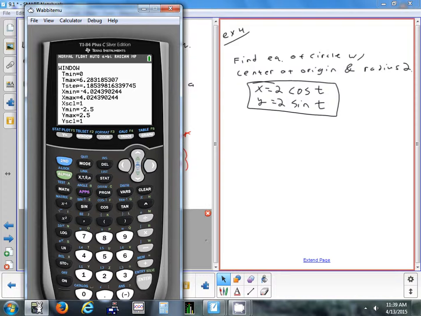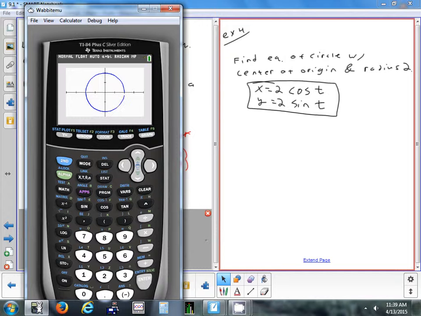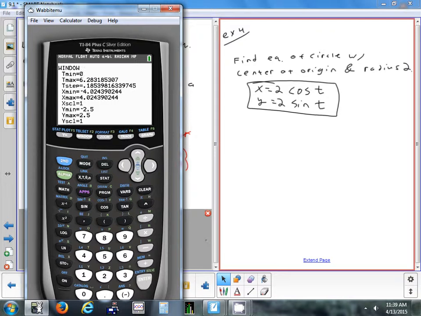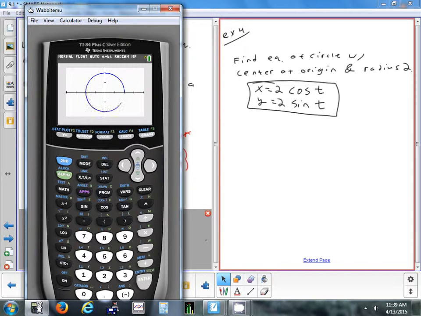Or 0.18, that's fine. That'll look circular. Okay, now it doesn't quite connect at the end. The reason is because I probably picked a number for t-step that's not divisible. So the last one might be like 6.2, and then the next one would be 6.38. So it's beyond the end. So my advice, pick something that's divisible or pretty close to the end point, and then it should look like it connects.